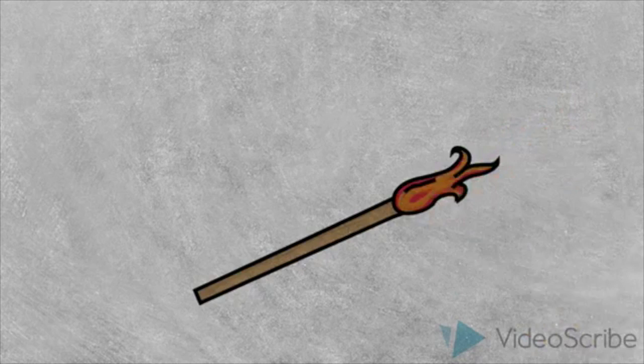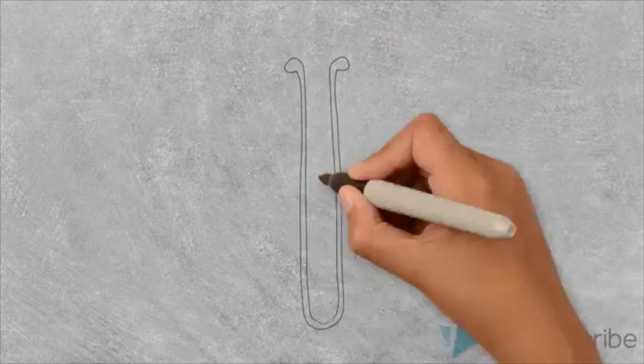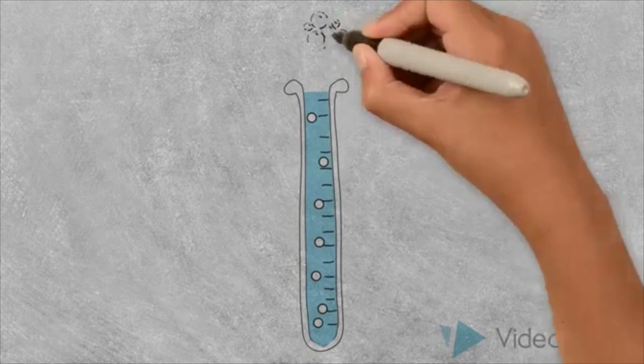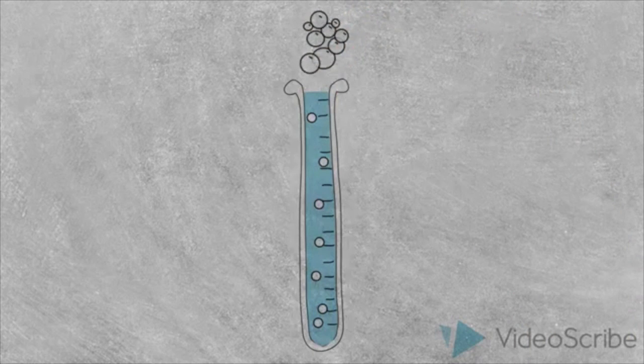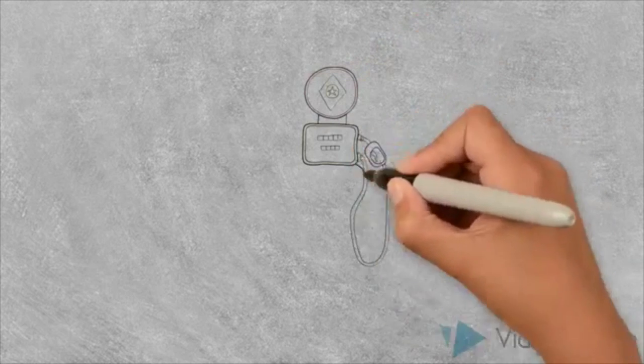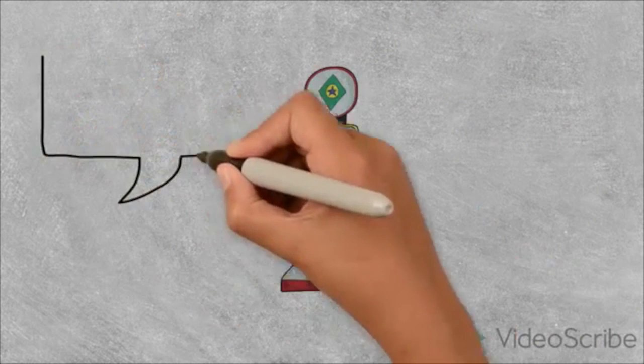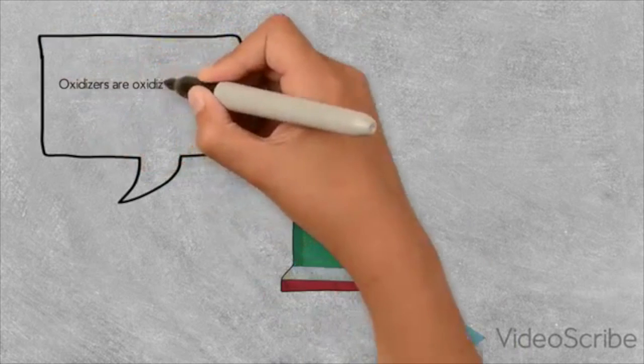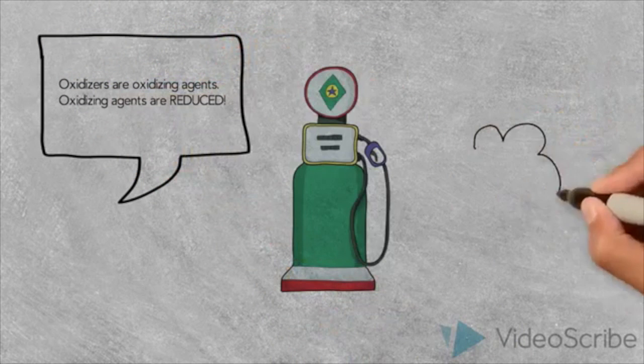The fuel is combined with O2 and burned to produce expanding gases. The oxidizing agent is the substance that releases oxygen or gains electrons through the transfer of oxygen to its substrate.